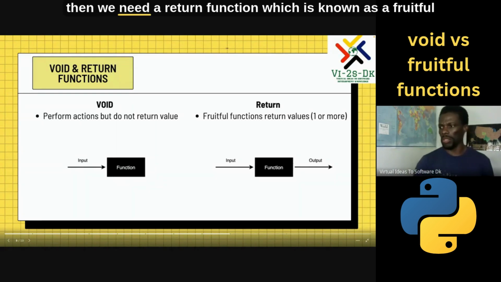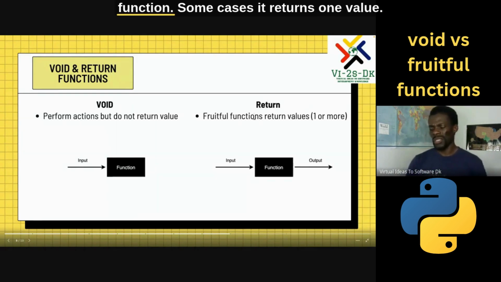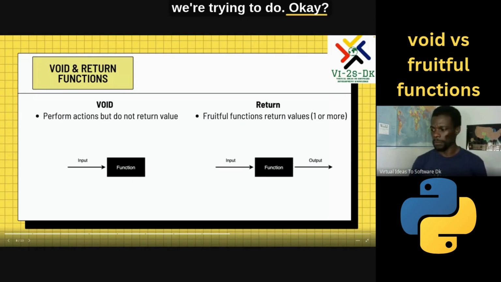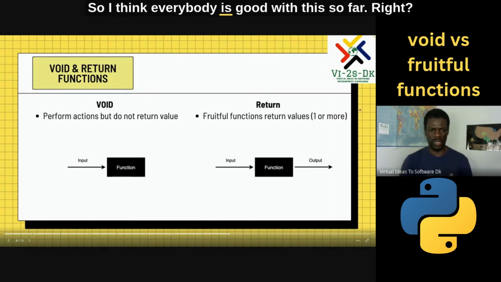If we need that, then we need a return statement, which makes it a fruitful function. In some cases it returns one value, in some cases it returns two or more values, depending on what we're trying to do, okay? So we've looked at an example and talked about it earlier than we expected. So I think everybody's good with this so far, right?